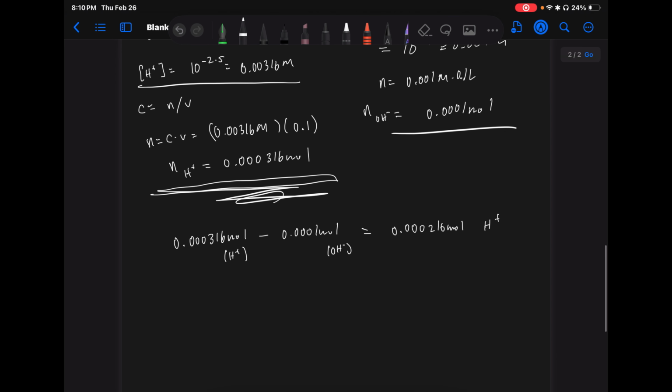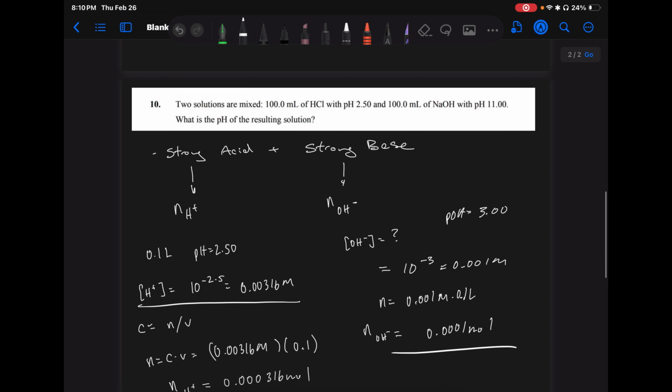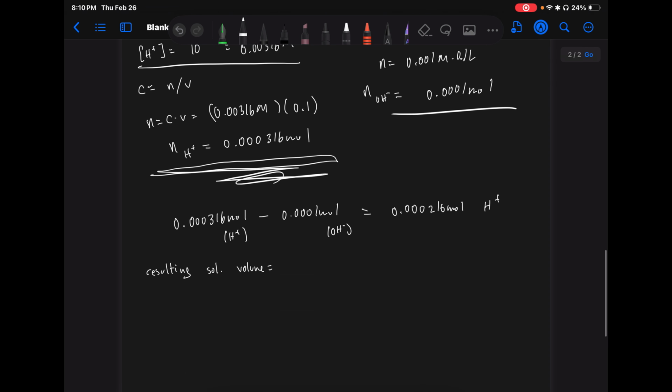So now we need to find the pH of the resulting solution. The resulting solution will have a different volume than each individual one, so we have to add the two volumes. We had 100 mL of NaOH and 100 mL of HCl, so that's 200 mL, which is equal to 0.200 liters. And then we had 0.000216 moles of H plus, so we can find the concentration of H plus really quickly just by dividing the two.